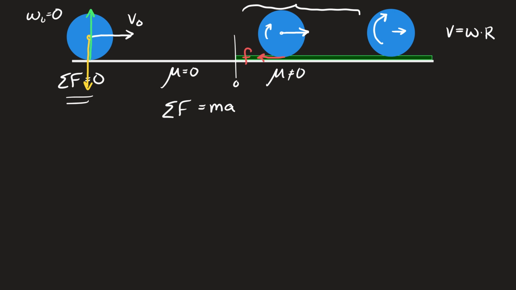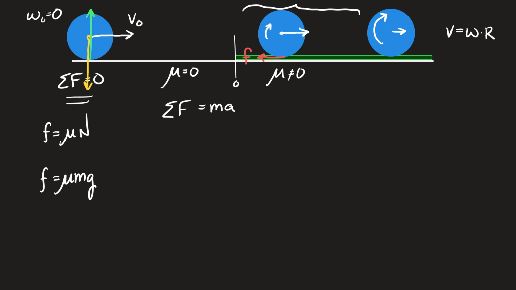I think there's only one force acting, and I think it's friction. But if I recall, friction is equal to mu times the normal force. And since we're on level surface, the normal force has to be equal to mg. So I think this will be mu mg. Any question?